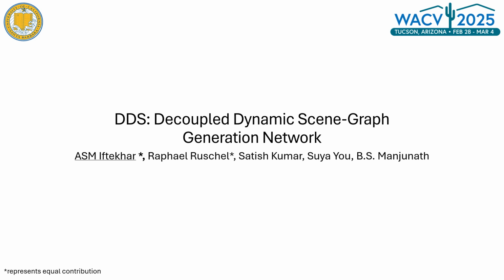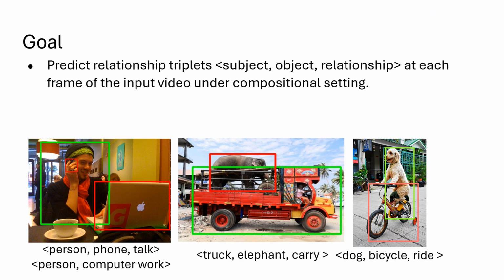Hello everyone, I'm Iftikhar. Today I'm going to present our work DDS, Decoupled Dynamic Syngraph Generation Network. Our goal in this work is to predict relationship triplets under compositional setting. At each frame of an input video, we want to predict subject-object relationship triplet as shown on the screen. But what do we mean by compositional setting?